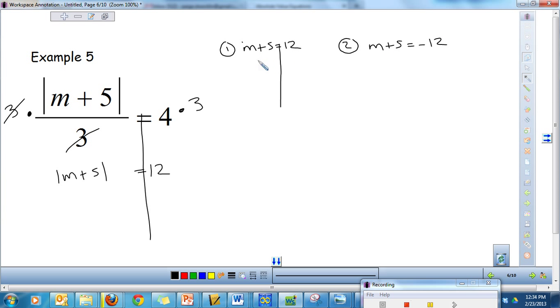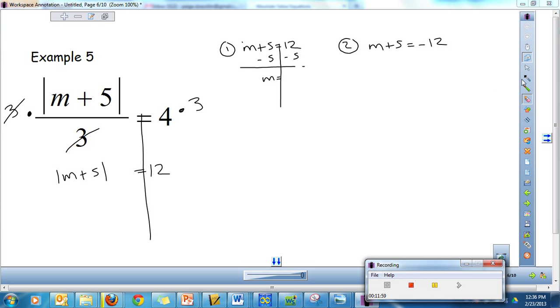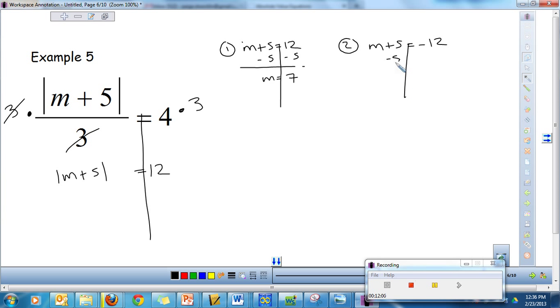To get n by itself, I'm going to subtract 5 from both sides. So n is going to be equal to 12 minus 5, which is 7. So my second equation, I'm going to subtract 5 here. These 5's cancel out, and we're left with n equals negative 12 minus 5, which is negative 17.